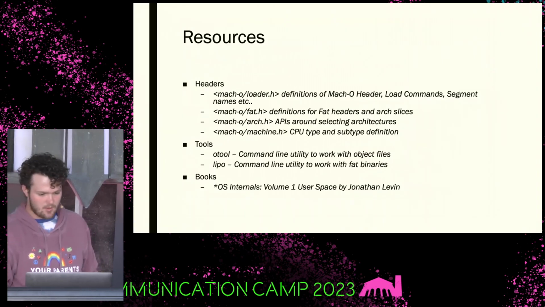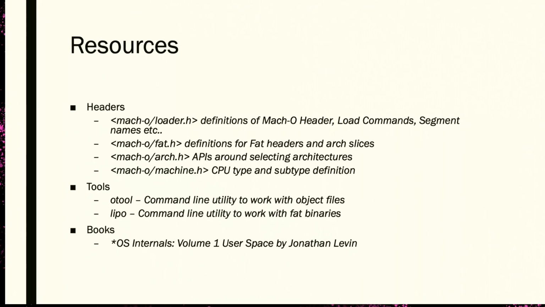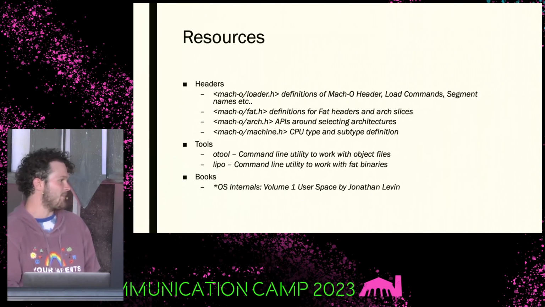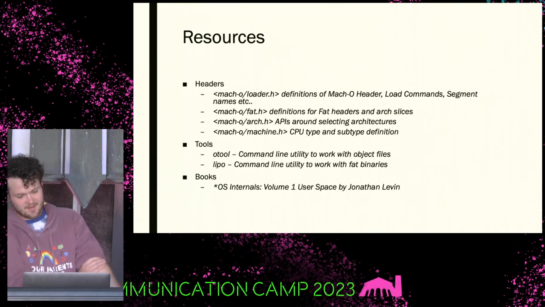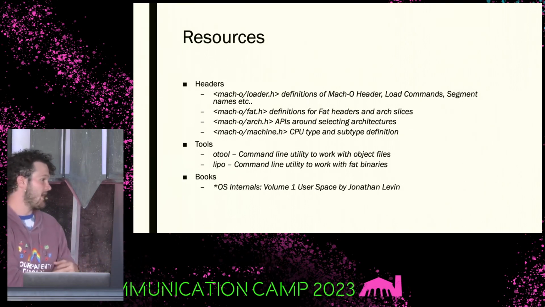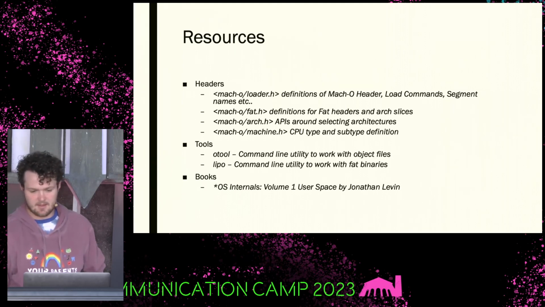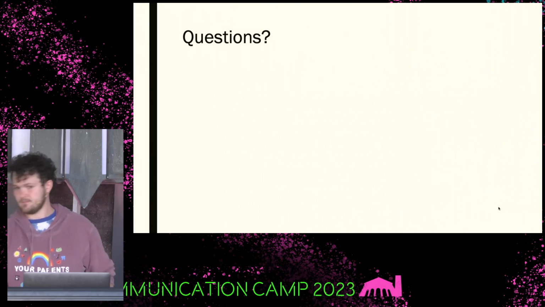So for resources on this, there are the various headers I was referring to throughout: loader, fat, arch, and machine. otool and lipo are really helpful for working with these types of files. And as for books, Jonathan Levin has great books on all of this. In fact, he probably is the documentation for Apple, and he doesn't work there. So *OS Internals Volume 1 has all of this information and more. I'd highly recommend it if you're interested in reverse engineering Apple systems. And yeah, any questions?